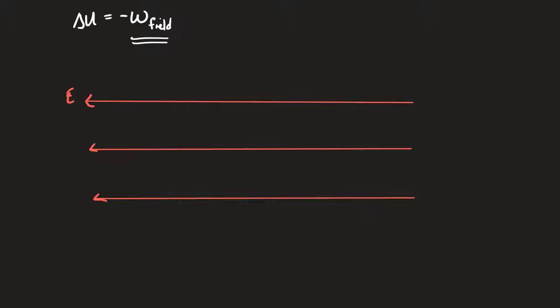If I just plop a charge right here, if it's a positive charge, it automatically experiences a force to the left. And that force would be equal to QE. This is the force on the charge from the electric field. If I move it from here to here, the field can't make it go that way. There's no way for the field to do that.